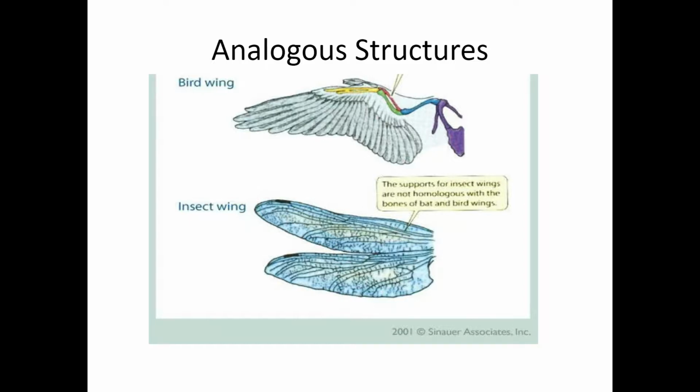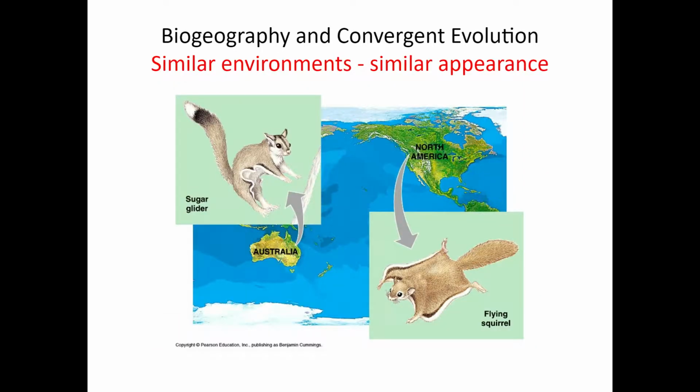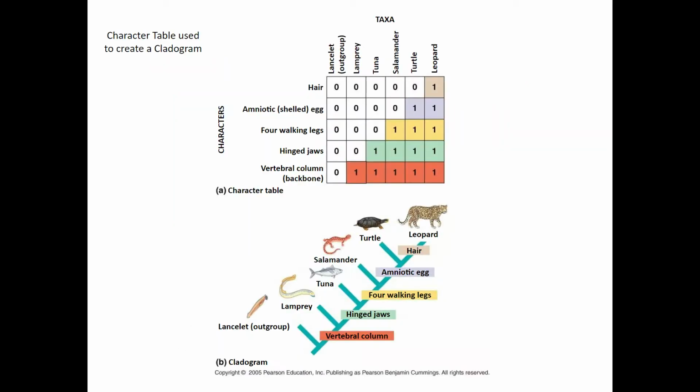Analogous structures are closely linked together with something called convergent evolution. What is convergent evolution? Again, this is where you have similar kinds of selection pressures. Why are there sugar gliders in Australia and flying squirrels in North America? Because there are similar kinds of selection pressures that would lead to similar kinds of species. They are not necessarily closely related, but they have similar kinds of adaptations for their environments. That's what convergent evolution is.